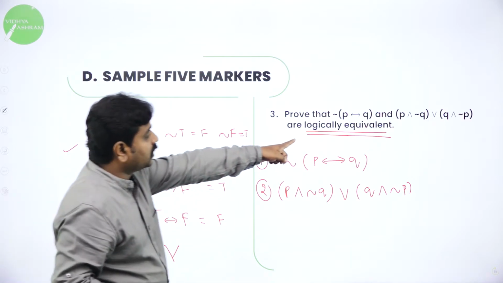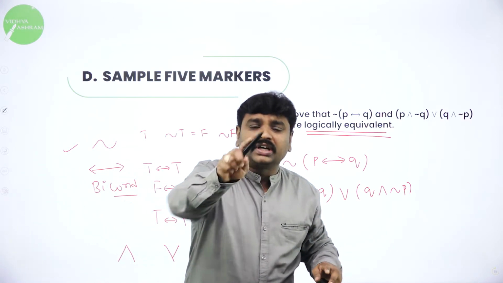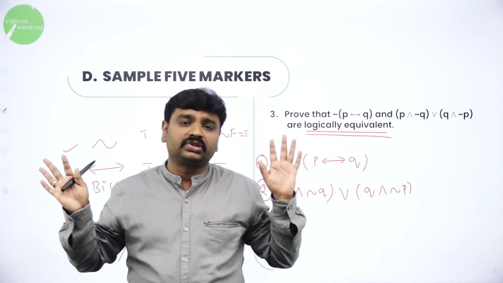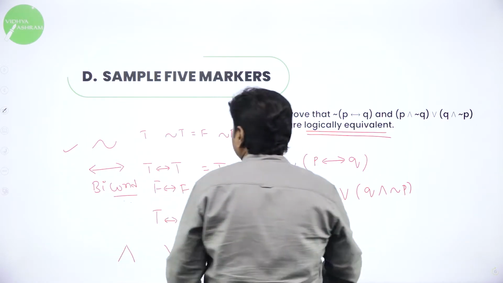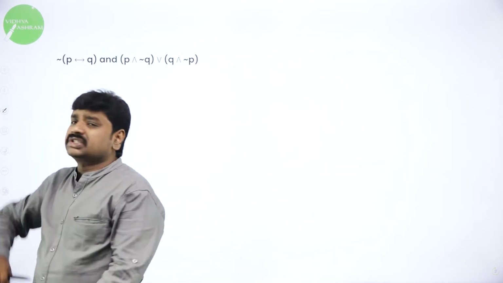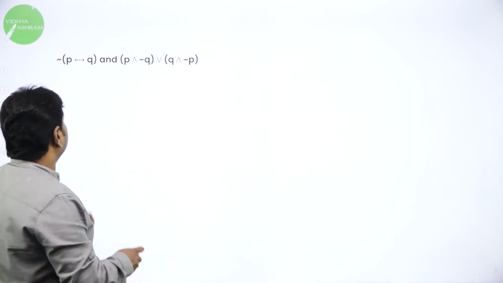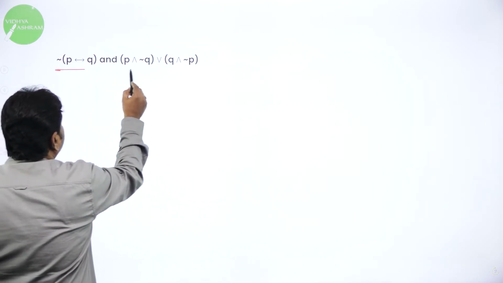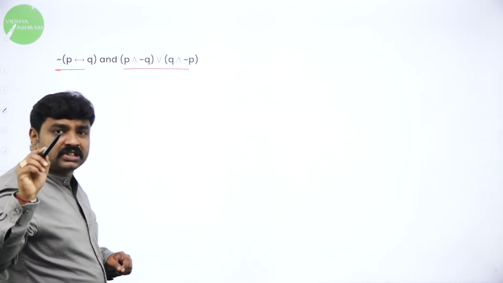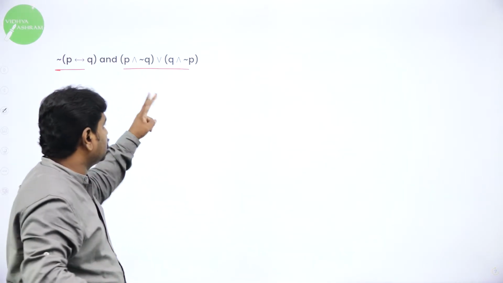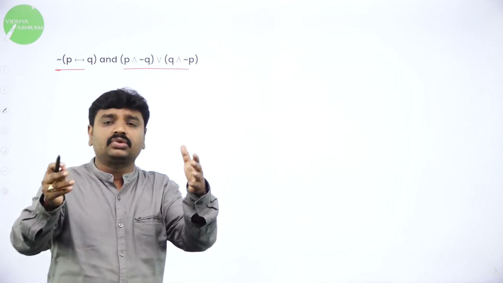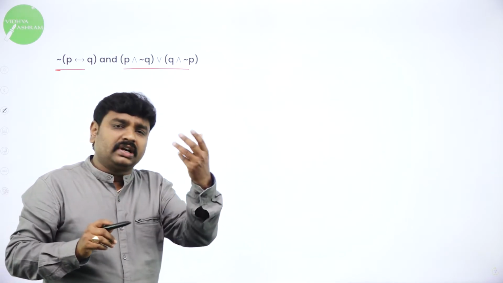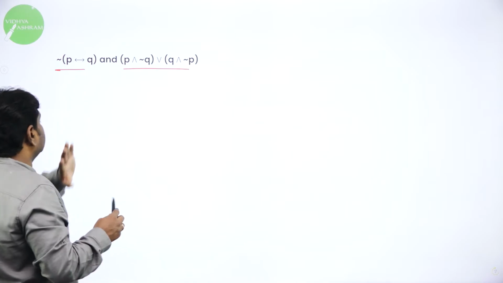Now I need to prove what? Logically equivalent. To prove logically equivalent, we have to construct a truth table. All of you know how to construct a truth table. So we'll go ahead by constructing this truth table for these two. We can construct a single truth table for both, or we can separately construct truth tables and compare the tables. So let us do it by constructing a single truth table.